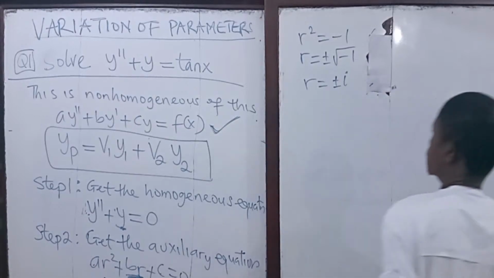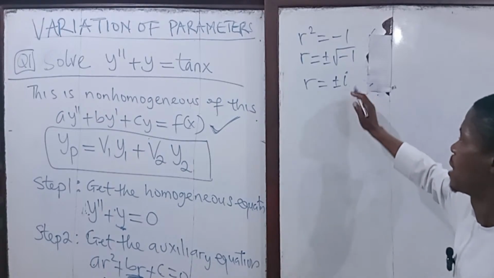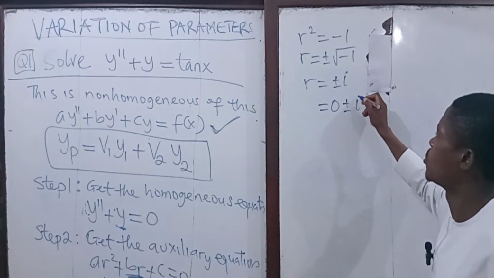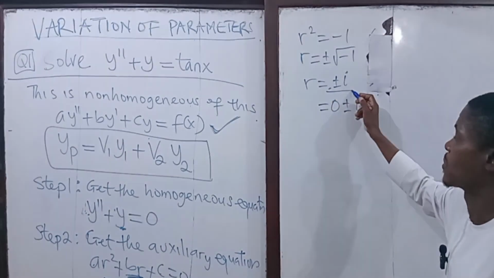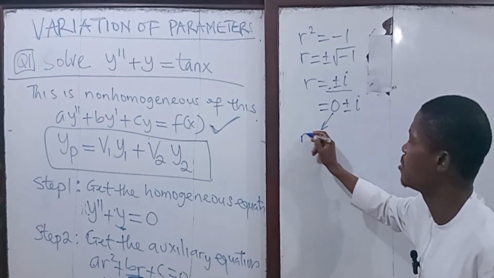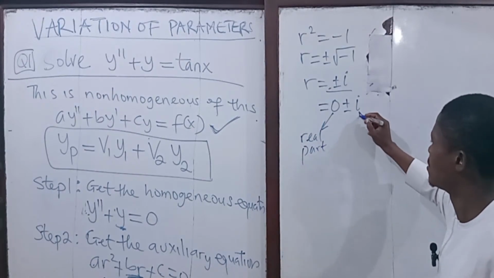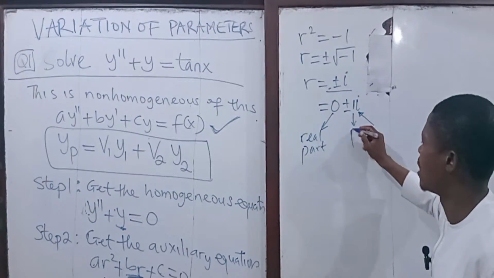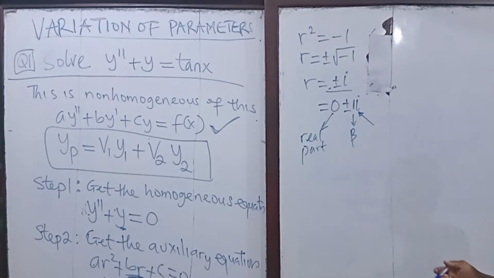Then the next thing to do is to get the solution from this r. This can be written as 0 plus or minus i. We don't have the real part, because when you have a complex number, the real part in this case is 0. The imaginary part is the i. The attachment to that i of the complex number is called beta.